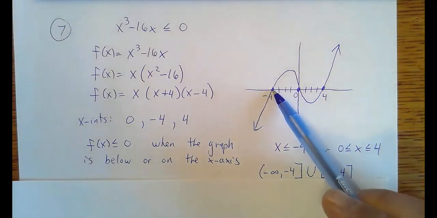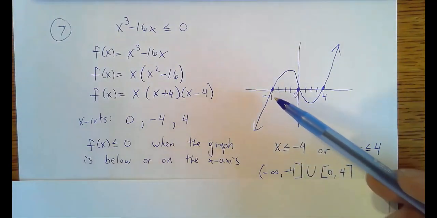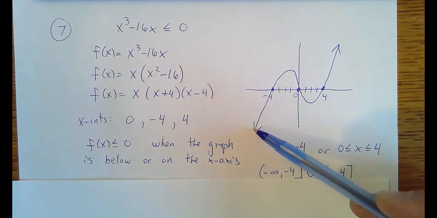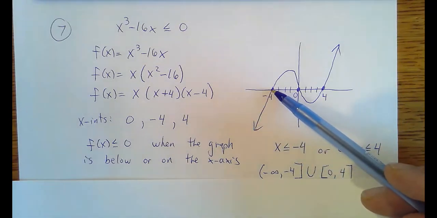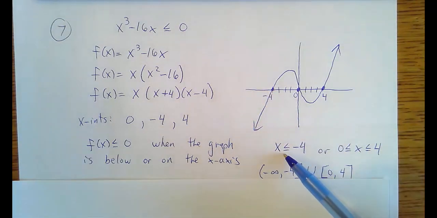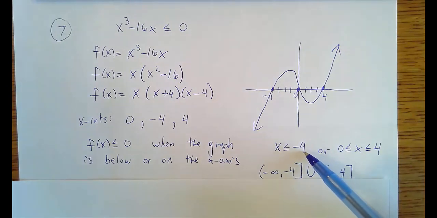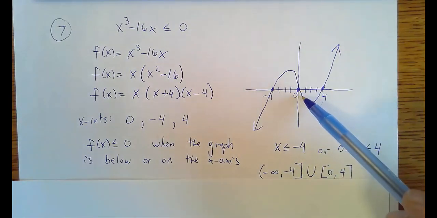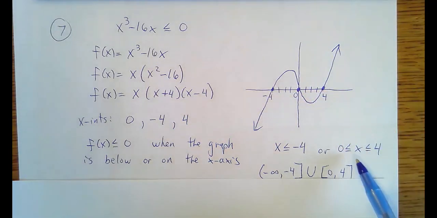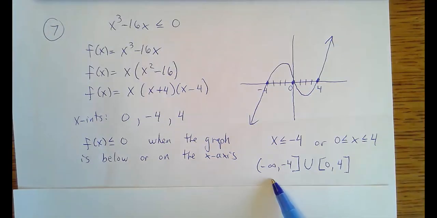And we see that when x is less than -4, the graph is below the x-axis. And we want to include -4. So x is less than or equal to -4. Those are solutions. And then the function is also below or on the x-axis when x is between 0 and 4 inclusive. So when we write our answer in interval notation, we get from -infinity to -4 inclusive, so we use a square bracket, union including 0 and 4, 0 to 4 inclusive with square brackets.